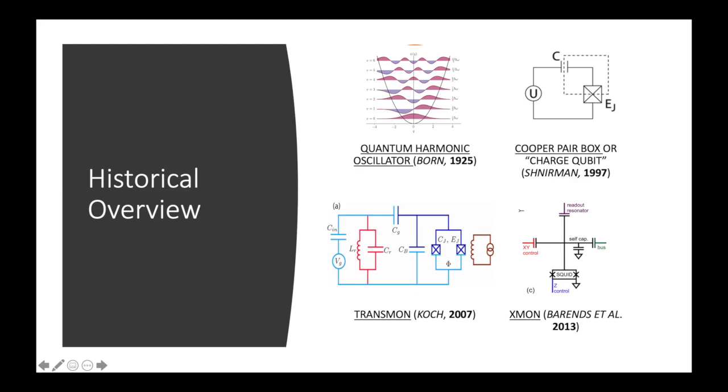So to provide a historical overview on how we got to the Xmon qubit, it starts off in 1925 when Born solved the quantum harmonic oscillator. And so just as in classical mechanics where we can map the solution to the mechanical simple harmonic oscillator to the classical LC circuit, we can do the same thing in the quantum regime. So that was done in 1925. Then Sherman came up with the Qubit parabox, or the charged qubit, in 1997, which was verified in 2001. And then the Koch group came out with the Xmon, which is a variation of the charged qubit, in 2007. And then Barron's and his group in 2013 came up with the Xmon design.